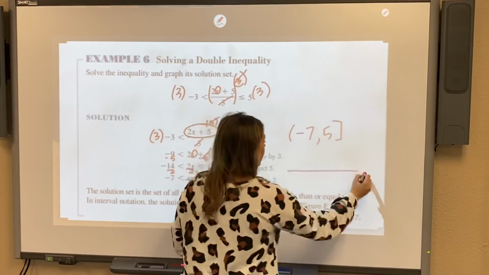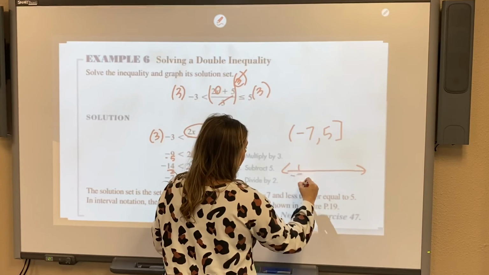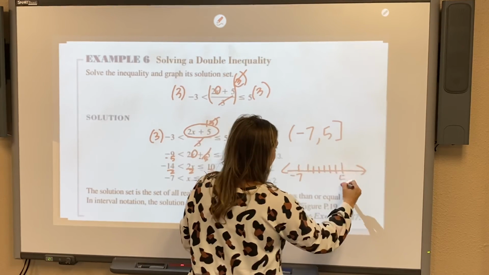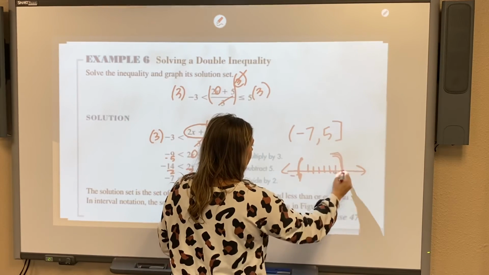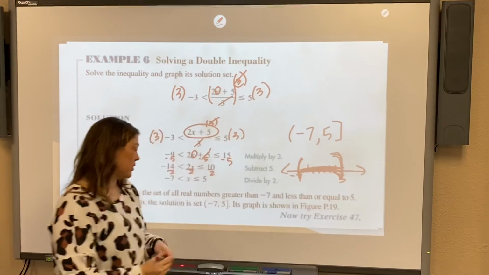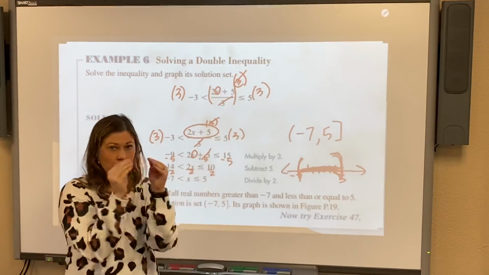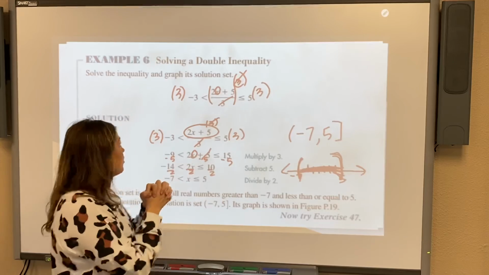And then if we graphed it, we have negative 7, we have 5, at negative 7 it is a parenthesis, and at 5 is a bracket. And it's the area between those two numbers, because it's a compound, so it means that it's gonna be between those two numbers, okay?